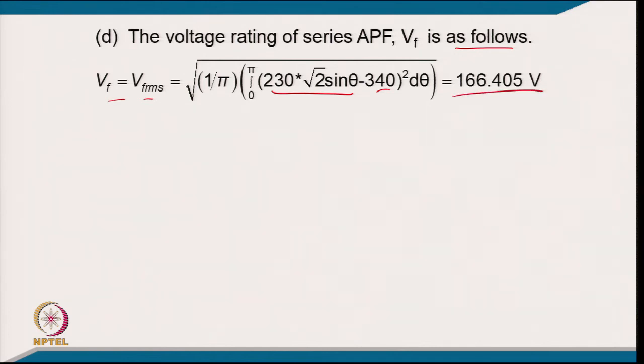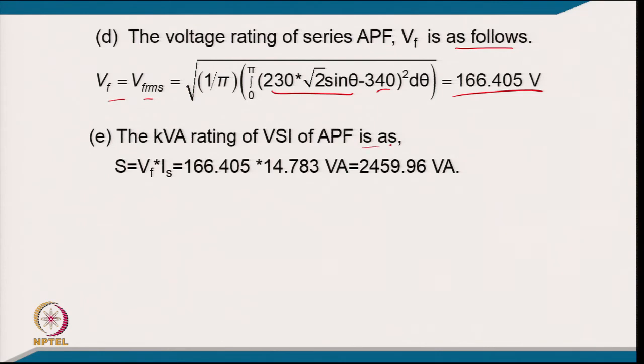It comes to 166.405 volt. And now coming to the kVA rating of the series active filter, that is S equals Vf into Is. So, the voltage rating we calculated, 166.405, into the current rating 14.783, in VA. So, it comes to 2459.96 VA.